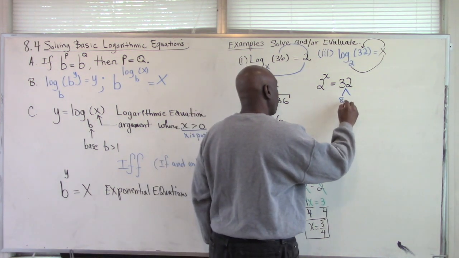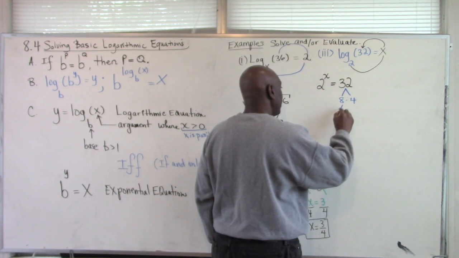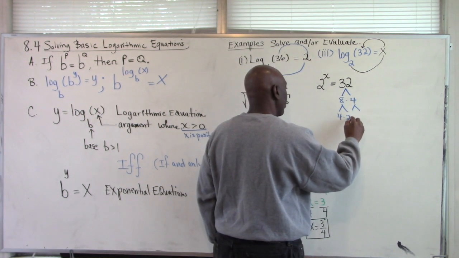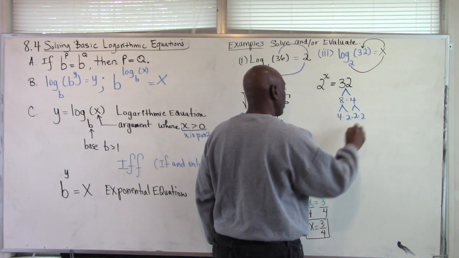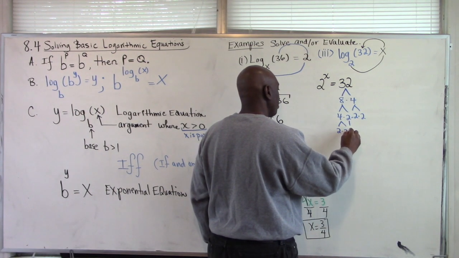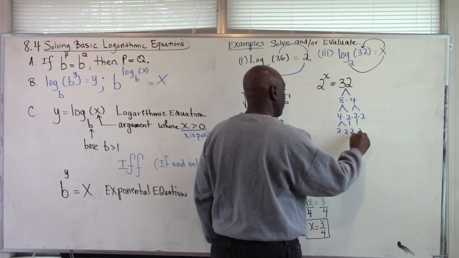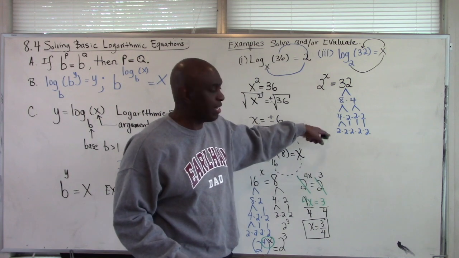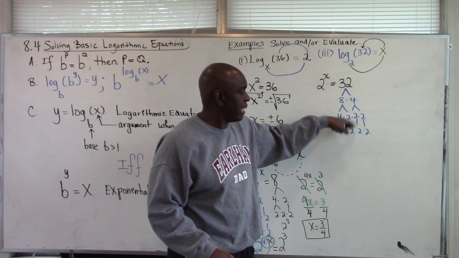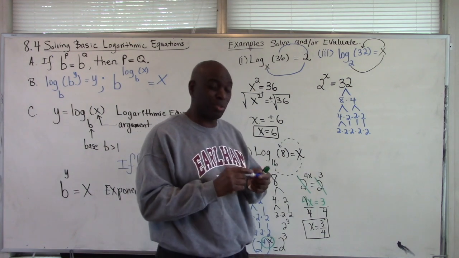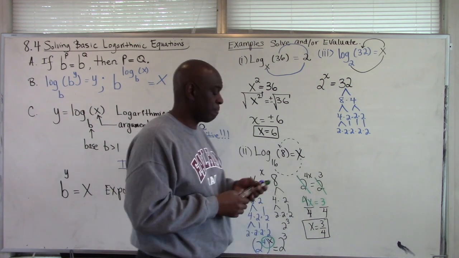32 is 8 times 4. 8 is 4 times 2. 4 is 2 times 2. 4 is 2 times 2. Bring down this 2. Bring down the other 2. Bring down the last 2. You see how I have those arrows lined up? Those lines lined up nicely? Do it like that, because if you don't, you might make a mistake and get the wrong answer.